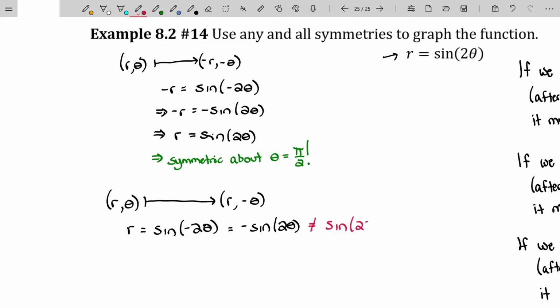So unfortunately, we can't say anything. It could be symmetric about the polar axis, but we really can't guarantee that. So let's try the last one.